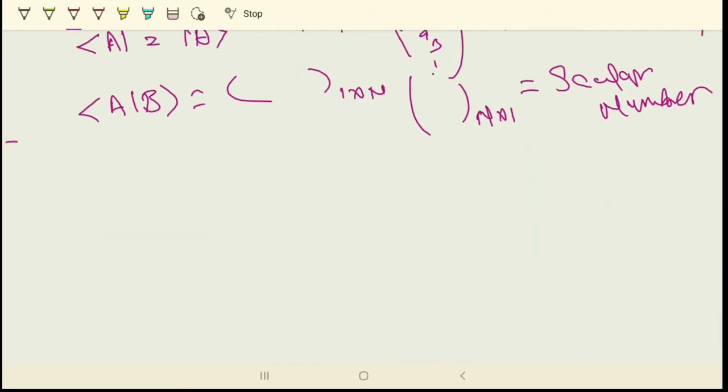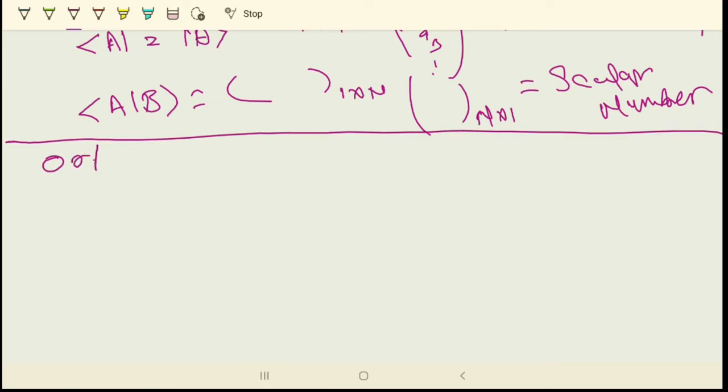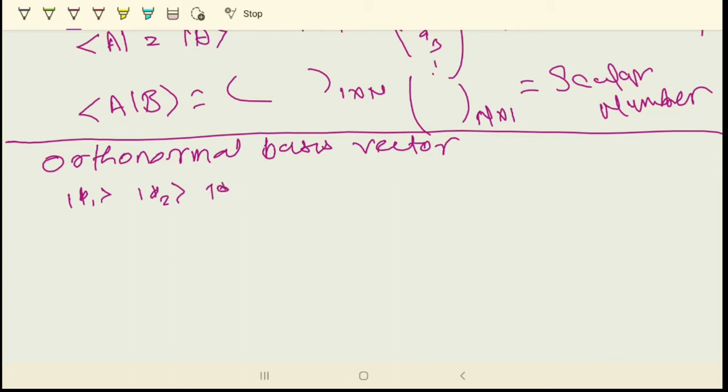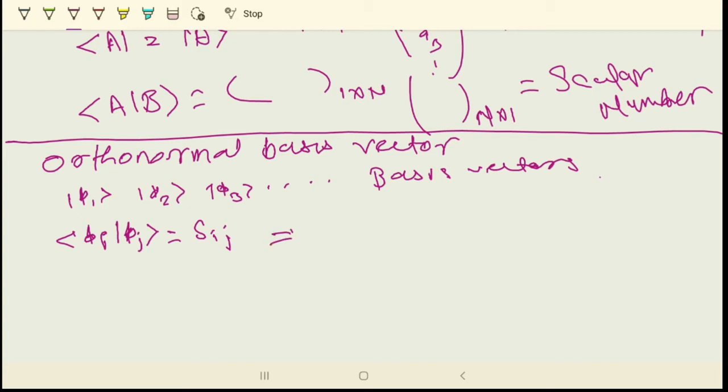Also, we are going to use an orthonormal basis vector. I have phi 1, phi 2, phi 3, and so on and so forth as my basis vectors. A basis is said to be orthonormal if and only if this condition is satisfied: the inner product of phi i with phi j should give me delta ij. This is called the Kronecker delta, and delta ij is equal to 1 if i is equal to j and delta ij is equal to 0 otherwise.